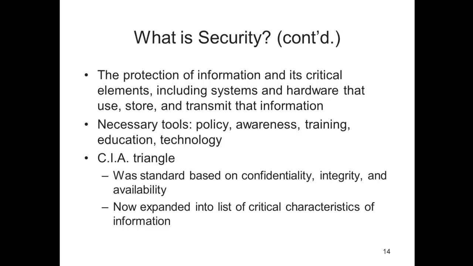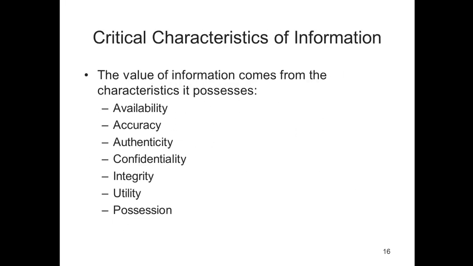Today, the triangle has expanded into a list of critical characteristics of information. The value of information comes from the characteristics it possesses. First, availability, which enables users who need access to the information to do so without interference or obstruction, and in the required format.